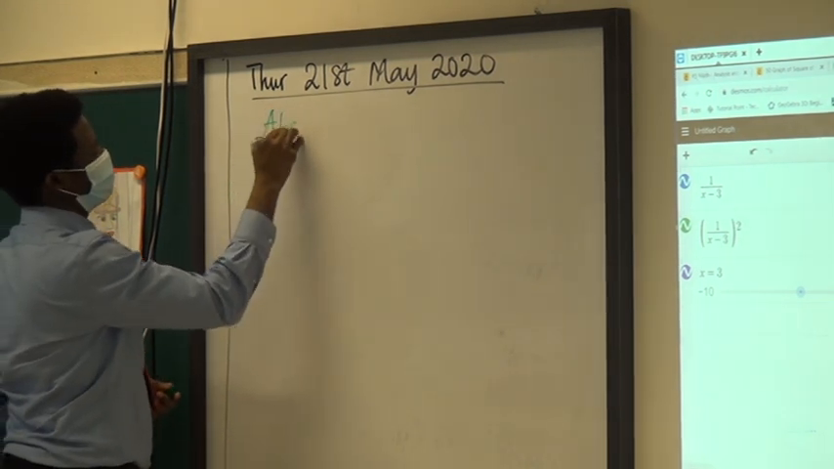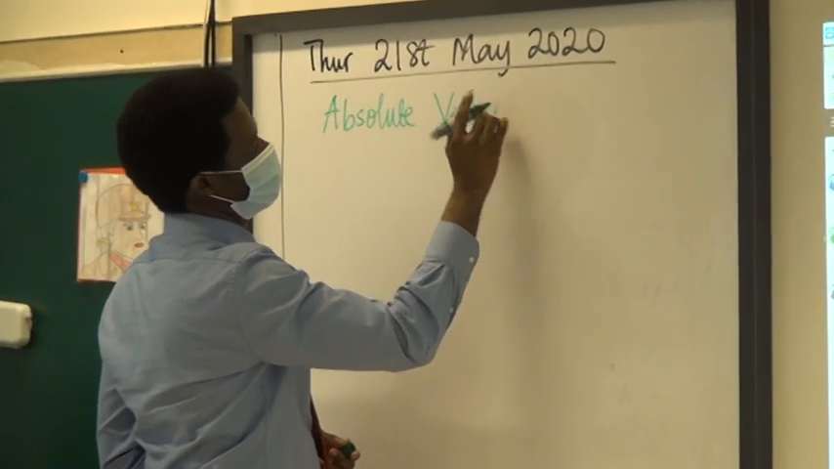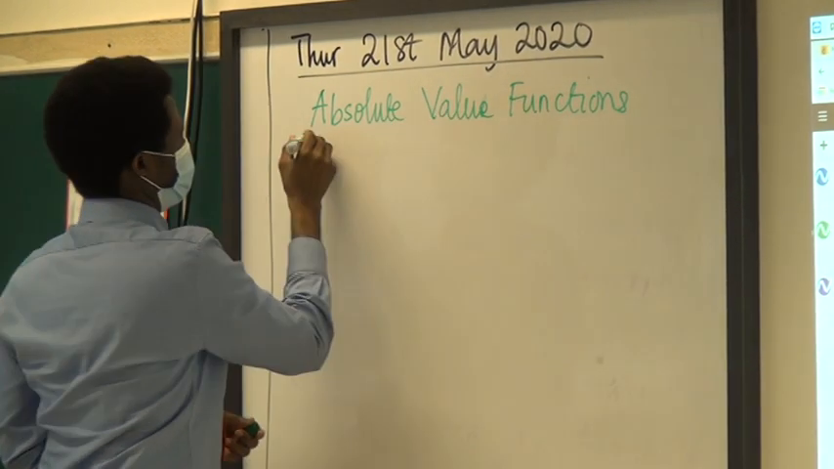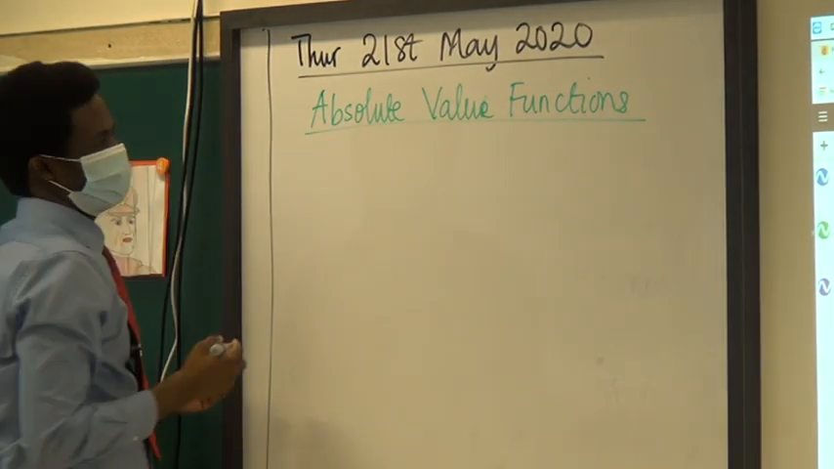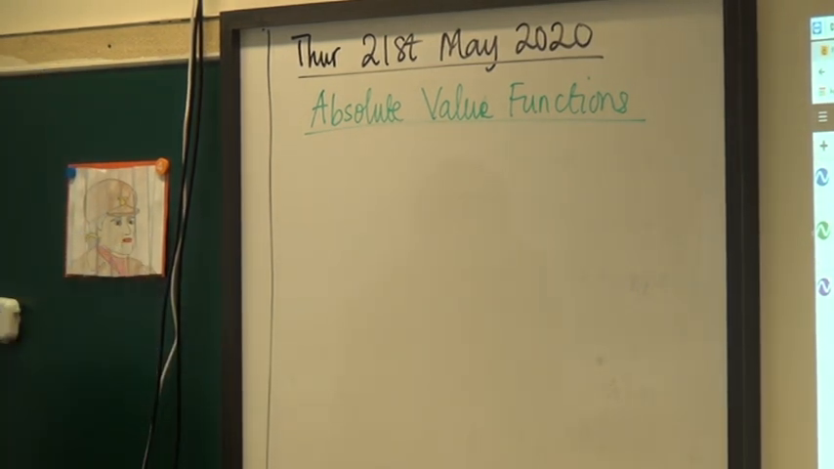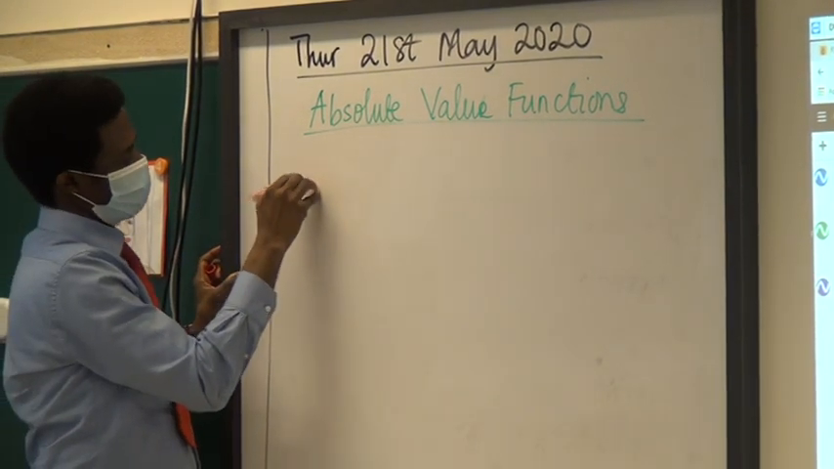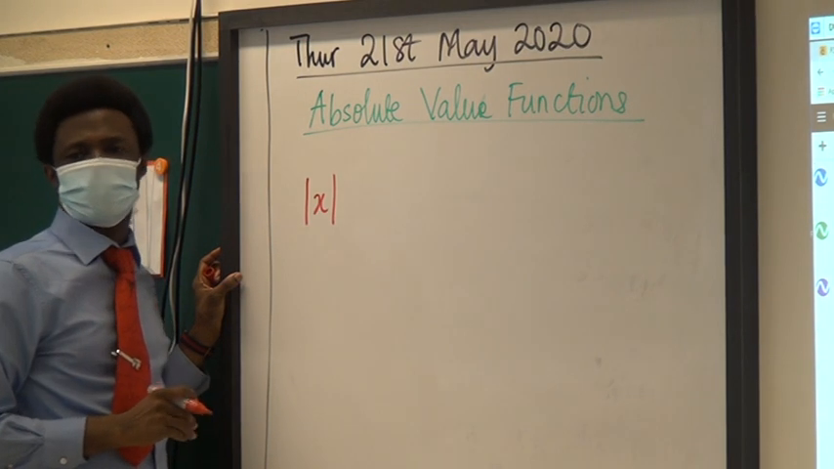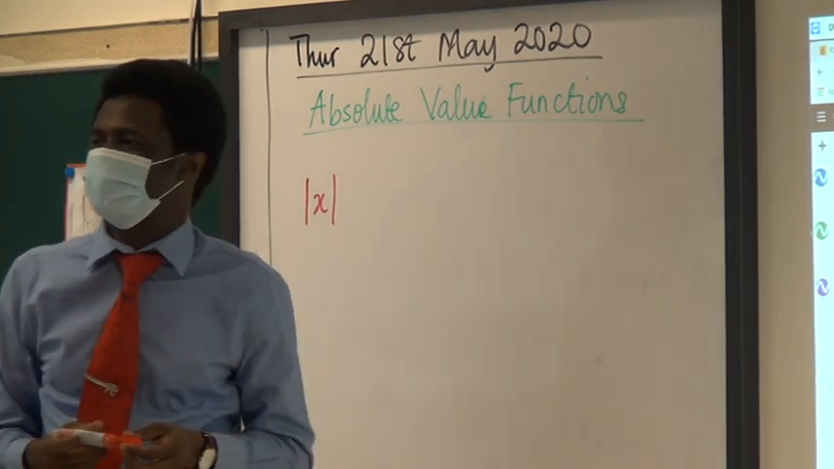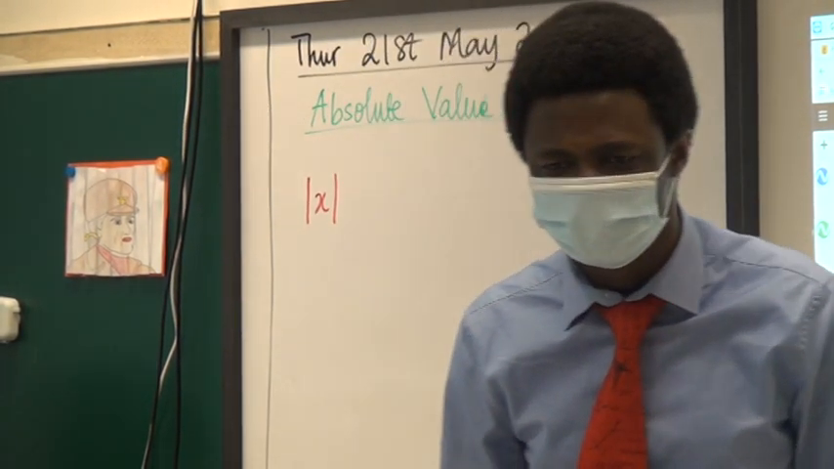Absolute value function. Of course, we all know what absolute value means, right? So I already put it in the paper. Absolute value of x, or some people say modulus of x, that's fine, is just the distance from x to 0. And you don't talk about positive or negative when we're talking about distance, right?